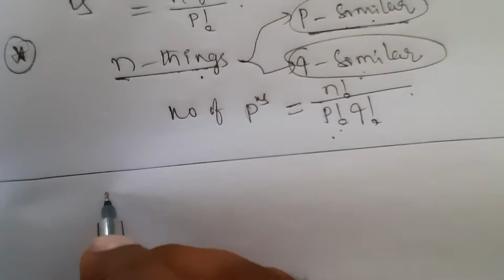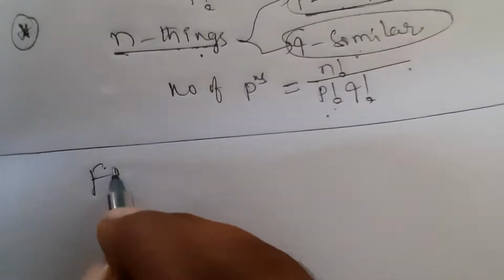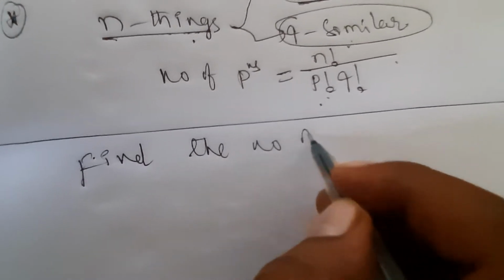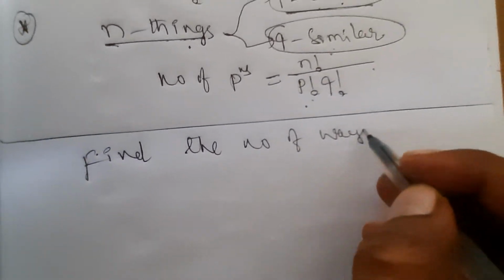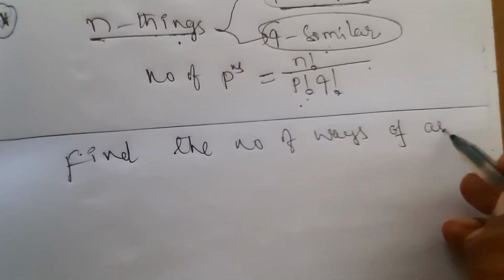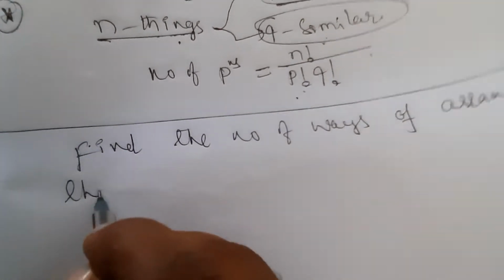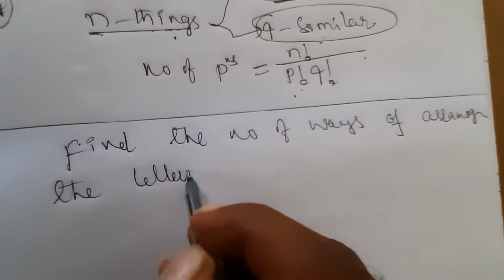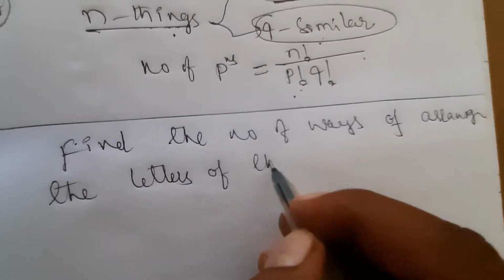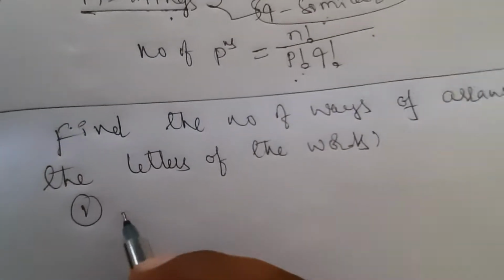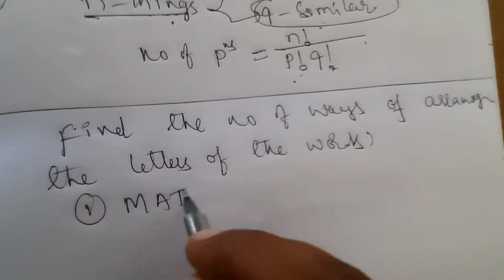How many ways can we find the number of arrangements? Here the question is, find the number of ways of arranging the letters of the word. The first word they gave here is MATHEMATICS.